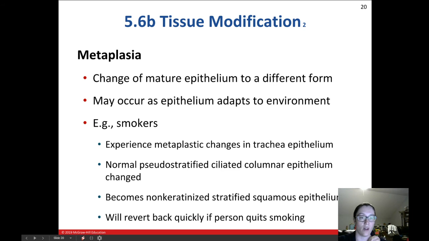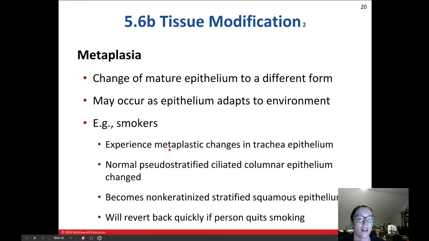Now, other ways that tissues can change. One of them is called metaplasia. Metaplasia is the changing of a mature epithelium to a different form. So, if we have simple squamous epithelium and it turns into simple cuboidal or something. And this can occur as an adaptive response to the environment. So an example, smokers, they're going to have metaplastic changes in the trachea epithelium.